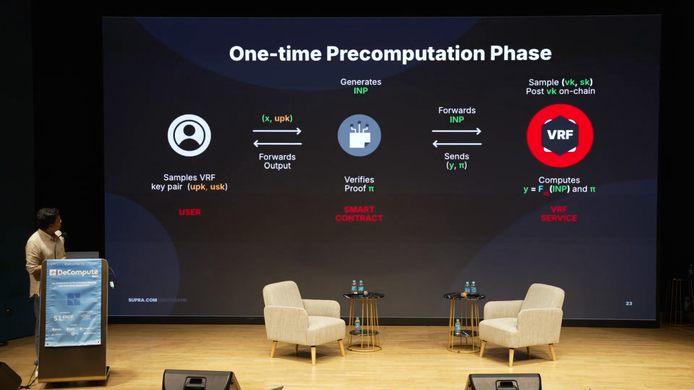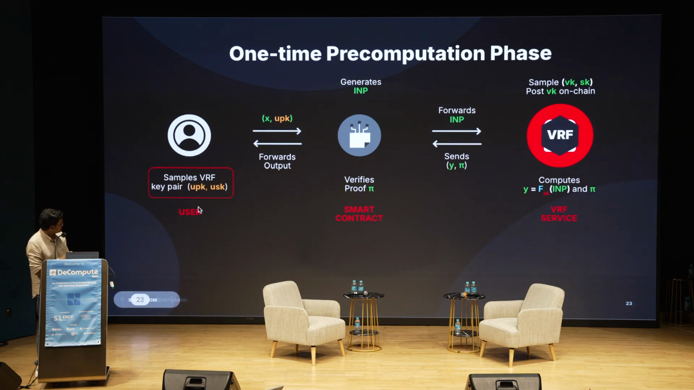So InstaRand proceeds in two phases. One is the one-time pre-processing or pre-computation phase. Another is the online phase. So if you look at the pre-computation phase, this looks very similar to the traditional VRF service. On the right-hand side, we have a VRF service, which can be Supra or it can be Chainlink. So the VRF service samples its own VRF public key and secret key and posts this public key, which is VK, on the blockchain. And now there's a slight difference on the user side. So now the user will not query on input X, rather it first samples its own key pair for the VRF. So it samples a user public key and user secret key. So the idea of InstaRand is basically chaining a client side VRF with a server side VRF. Okay.